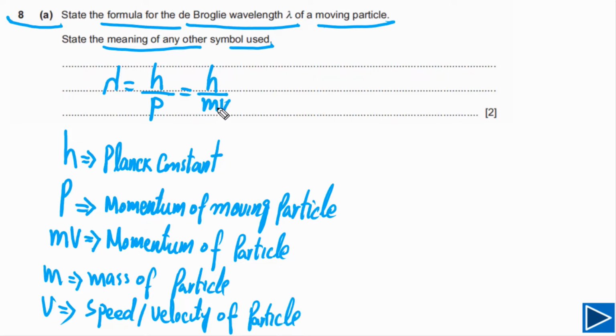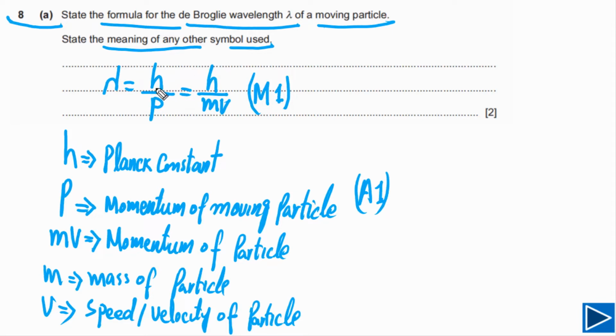This question has 2 marks. The first mark is the M mark. So you will get the first mark if you have written this formula. And the second mark is the answer mark. You will get it if you have explained the symbols other than lambda.